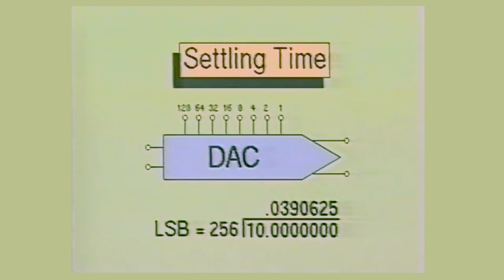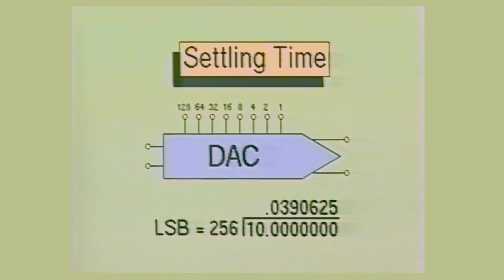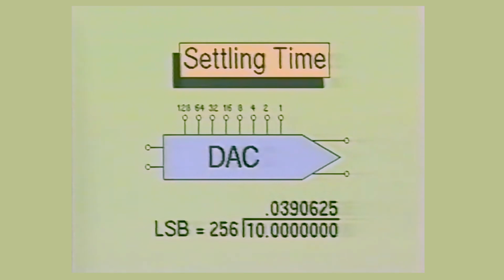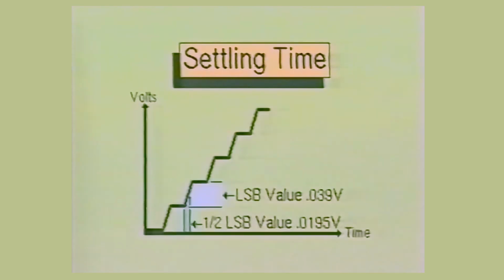For example, if an 8-bit digital to analog converter has a 0 to 10 volt output range, then the least significant bit value would be approximately 0.039 volts. This was calculated by dividing the full-scale output voltage of 10 volts by the number of different analog output voltage levels available from the device. As you saw earlier, the 8-bit DA converter is capable of generating 256 distinct and different voltage levels.